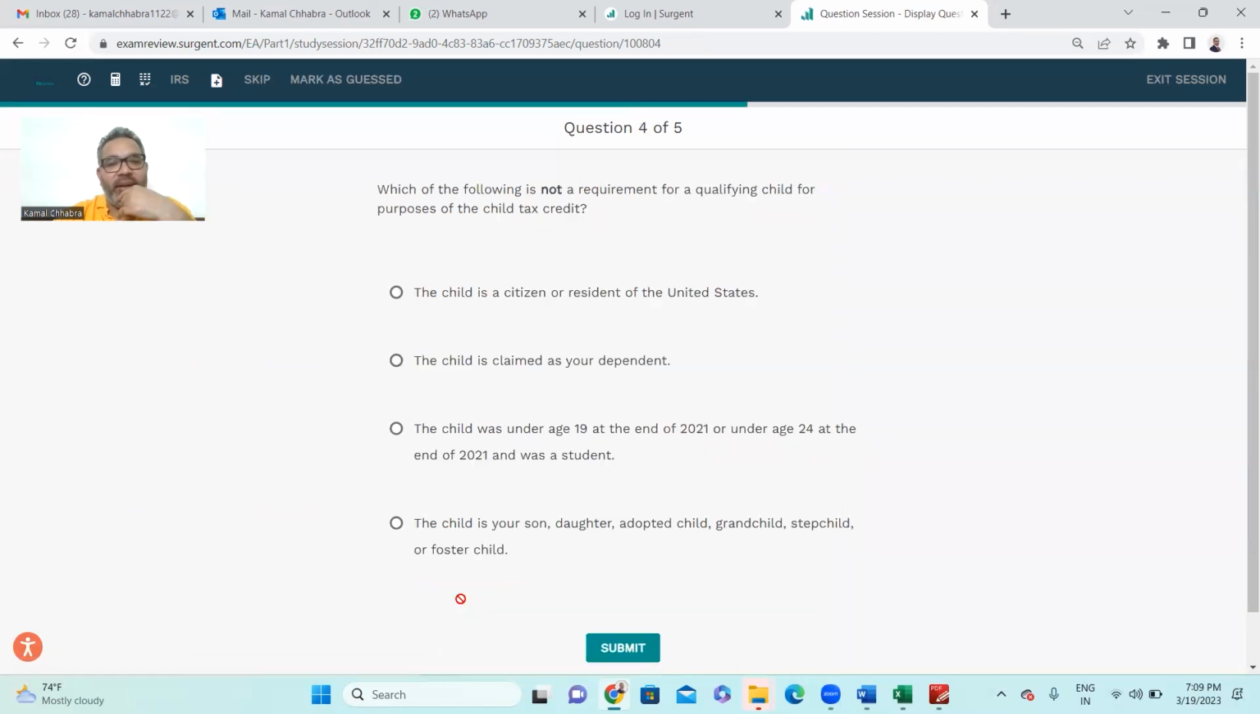Next question. Which of the following is not a requirement for a qualifying child for the purpose of child tax credit? A child is a citizen or resident of US. The child is claimed as your dependent. The child was under age 19 at the end of 2021 or under age 24 at the end of 2021 and was a student. The child is your son, daughter, adopted child, grandchild, stepchild, foster child. So which one is not a requirement for a qualified child?